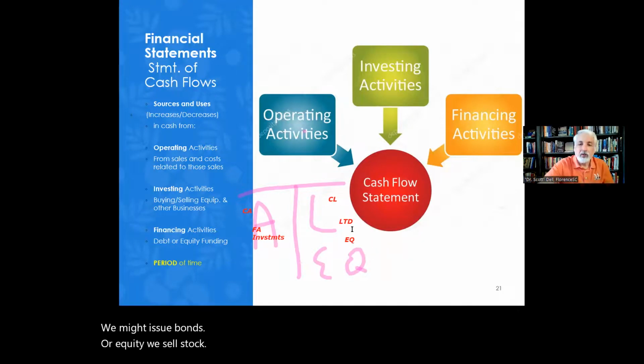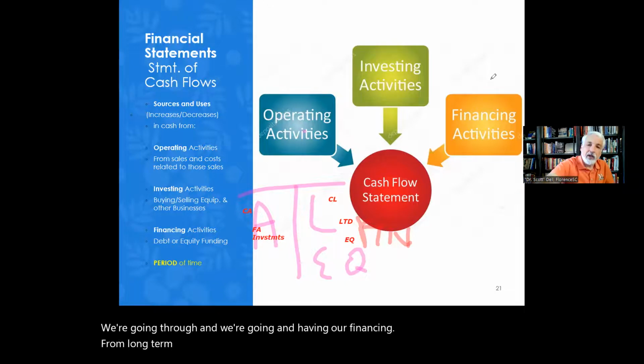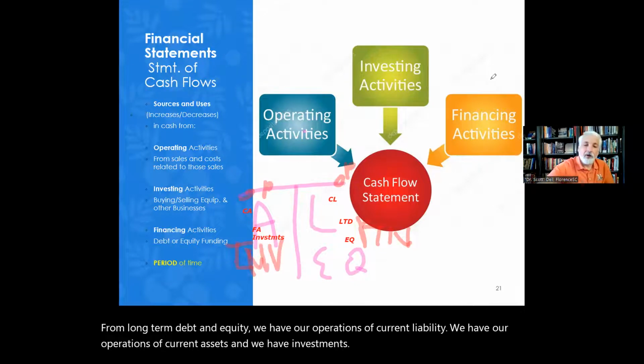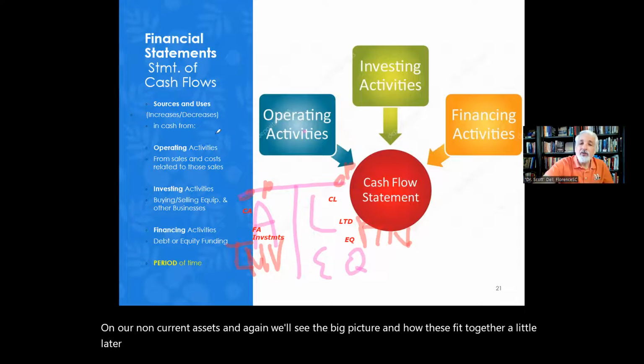Okay. So when we look at this picture, we're going through and we have our financing from long-term debt and equity. We have our operations of current liabilities. We have our operations of current assets, and we have investments in our non-current assets. And again, we'll see the big picture and how these fit together a little later on. But this is the overall vision of how we run a company.